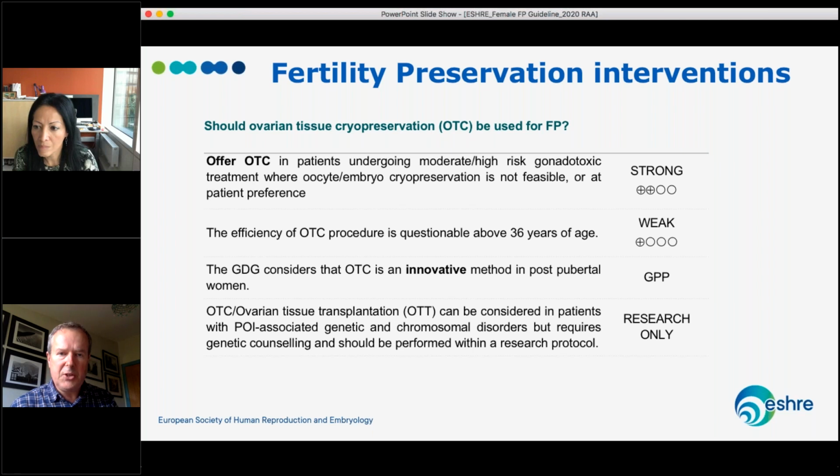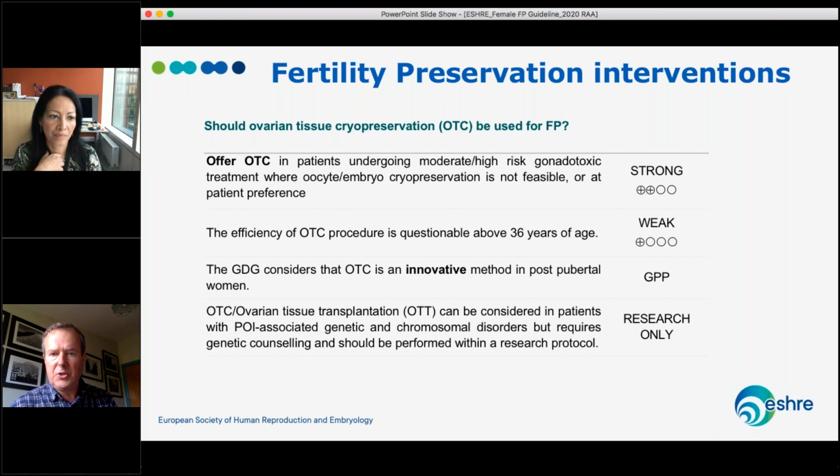We had a substantial section on ovarian tissue cryopreservation. That is an appropriate option for women undergoing specific treatments where they're at moderate to high risk of losing their fertility. And this may be because of time considerations, or it may be through patient preference. There is some evidence of an age-related effect on efficacy, as there is, of course, for embryo and oocyte, but the evidence surrounding this is relatively weak at present.